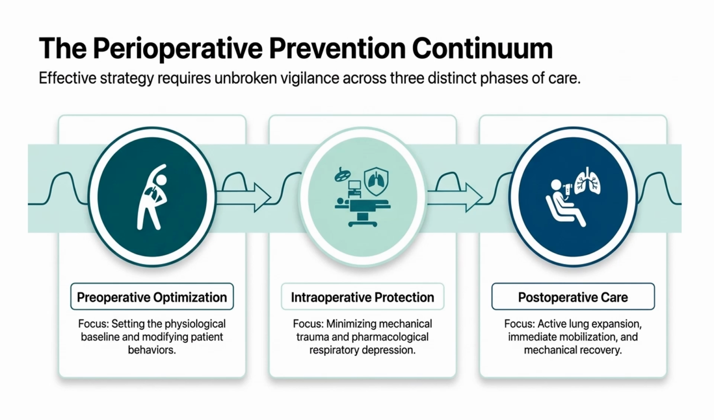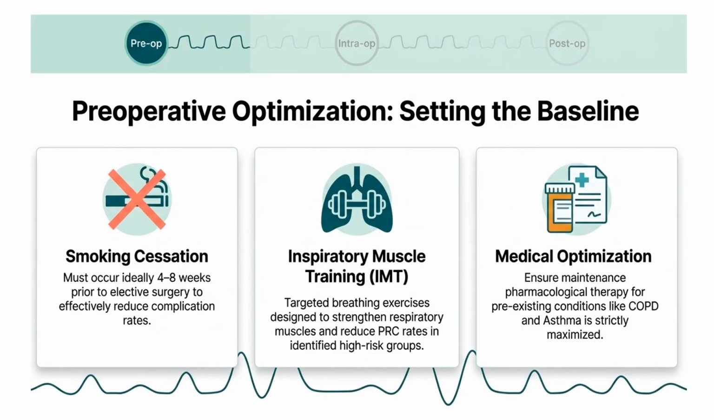Pre-operative optimization mainly focuses on the patient's physiological baseline and behavior modification. Intraoperative care minimizes mechanical trauma and pharmacological respiratory depression. Post-operative care mainly focuses on active lung expansion and immediate mobilization. These are the key factors for preventing post-operative respiratory complications. We'll see one by one. So when we look at pre-operative optimization from the baseline, smoking cessation is very important.